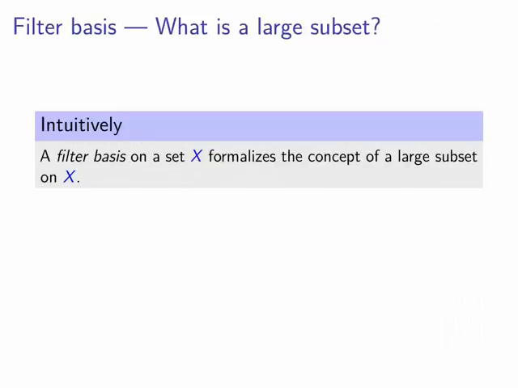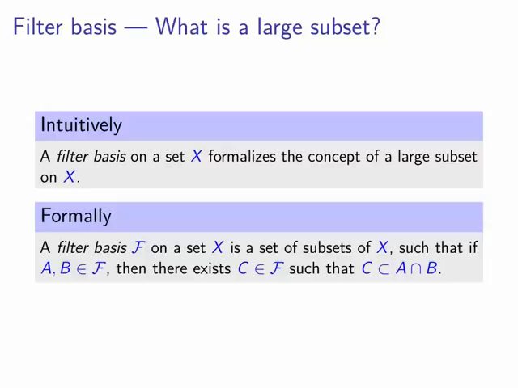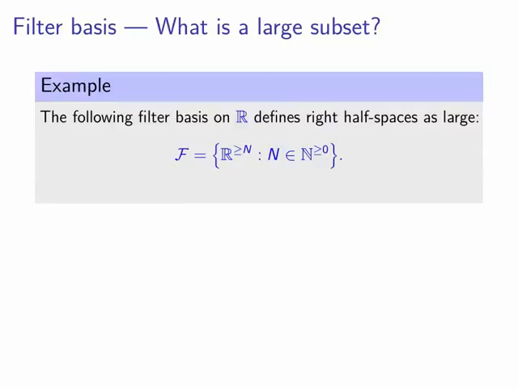A filter basis on an input set X formalizes the concept of a large subset of X. A filter basis F on a set X is a set of subsets of X such that if A and B are in F, then there exists C in F, which is contained in the intersection of A and B. Example, if we look at the real number line and look at the set of right half spaces where the half space starts at an integer, then that collection is a filter basis.